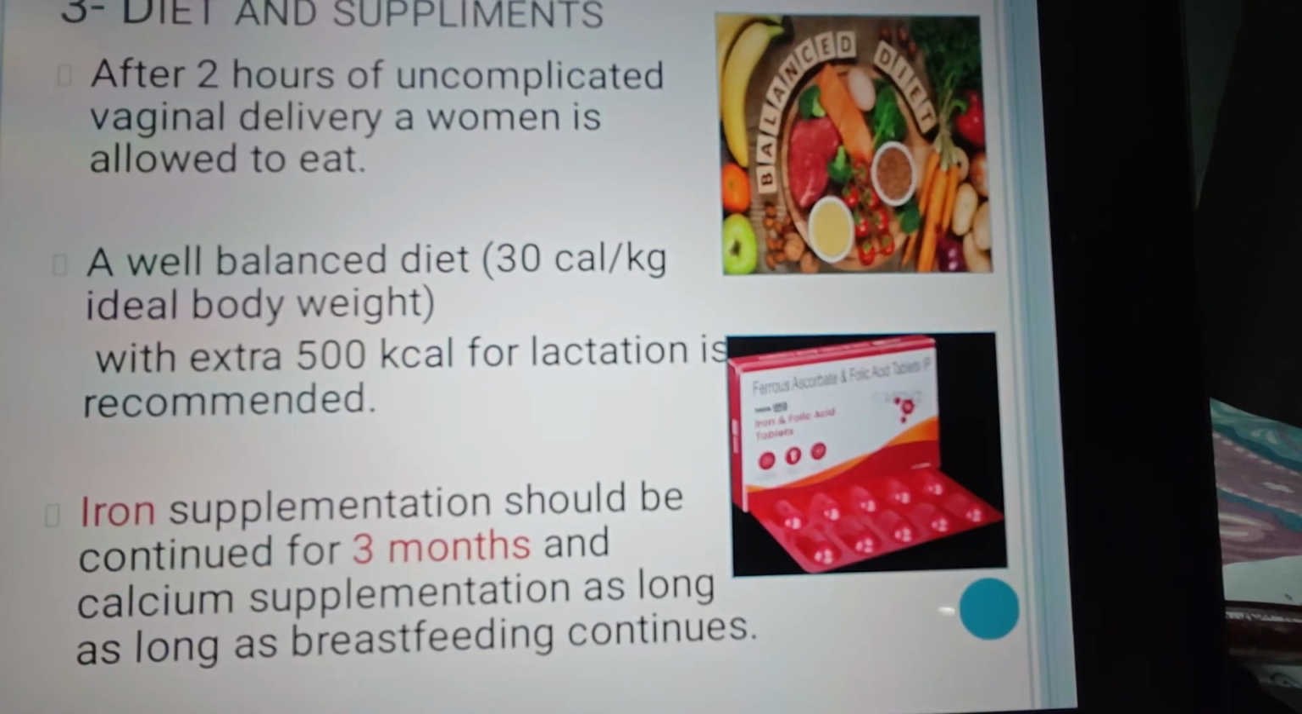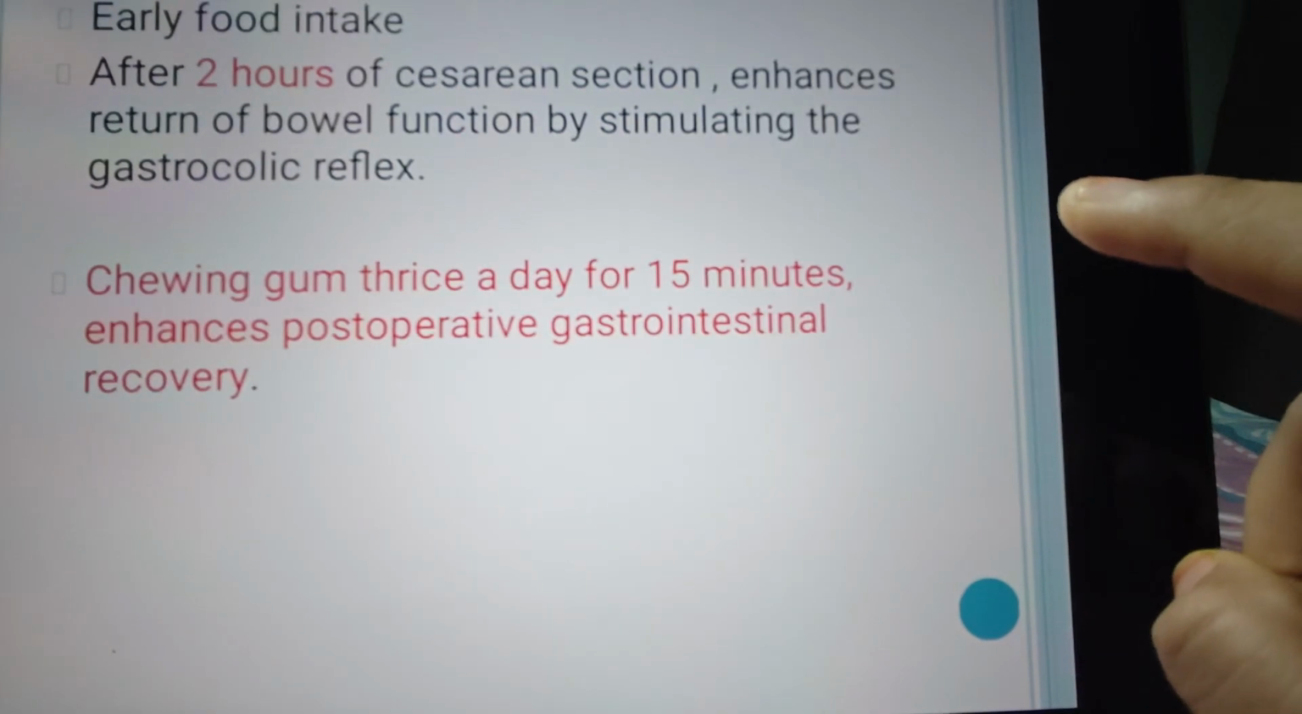Now what do you advise in diet and supplements? So after 2 hours of uncomplicated vaginal delivery, a woman is allowed to have a meal. A balanced diet, that is 30 calories per kg ideal body weight with an extra 500 calories for lactation, is recommended, and the iron supplementation should be continued for around 180 days or 3 months, along with calcium supplementation as long as the patient continues breastfeeding.